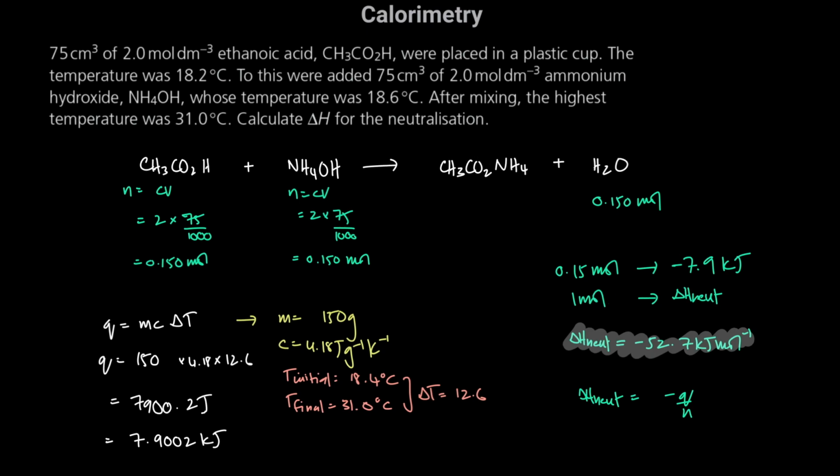So we can say that the enthalpy of neutralization is minus Q, where Q is in kilojoules, divided by N. N is the number of moles of water produced in the neutralization, and then the delta H neutralization will be in kilojoules per mole. For combustion, N was the number of moles of fuel, whereas for neutralization, N is the number of moles of water produced in the neutralization reaction.